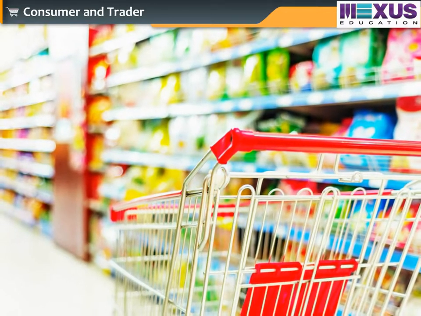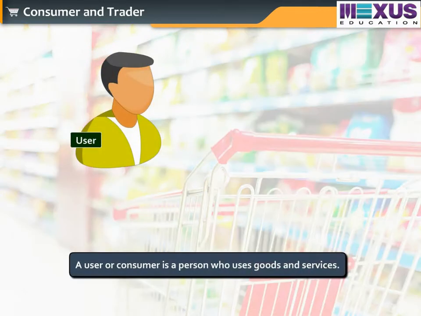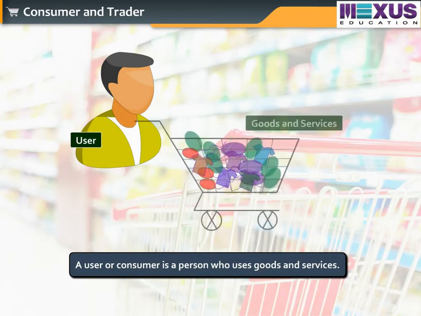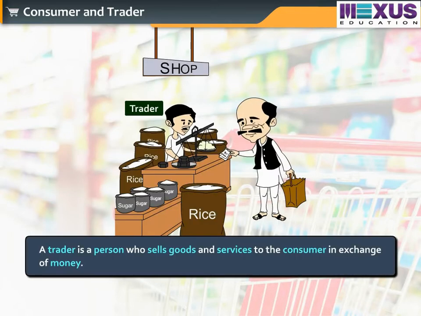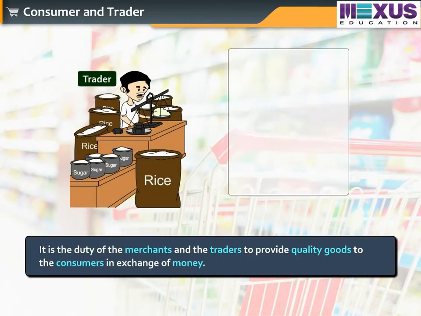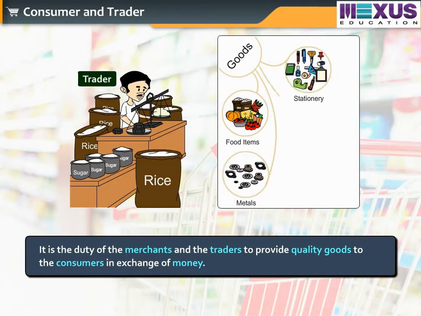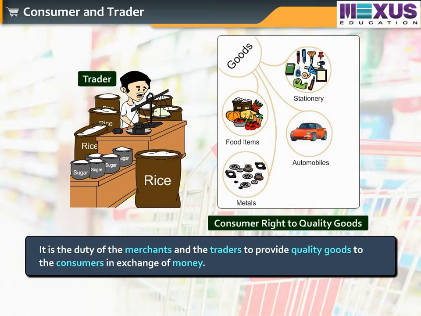Service organizations have used the term user for any person who uses goods and services. The government has used the term consumer in the Consumer Protection Act. A trader is a person who sells goods and services to the consumer in exchange of money. It is the duty of the merchants and the traders to provide quality goods to the consumers in exchange for money. This is the right of every consumer.